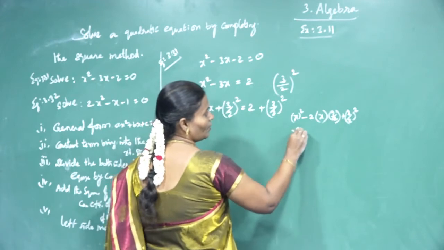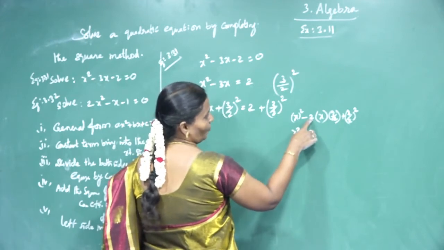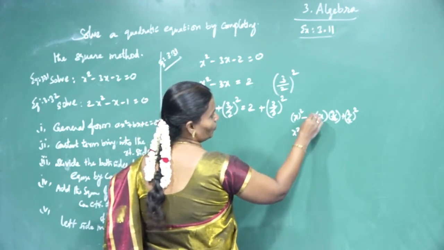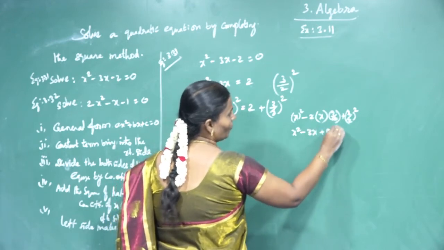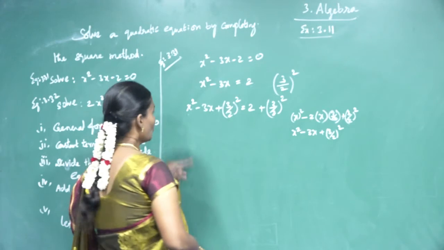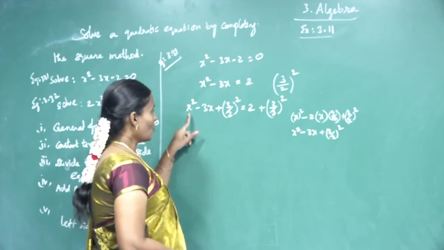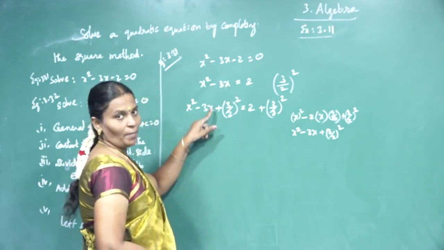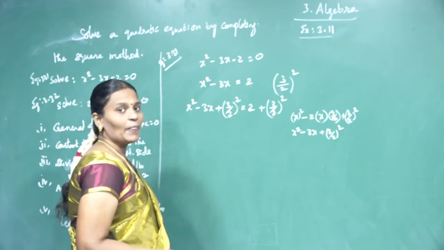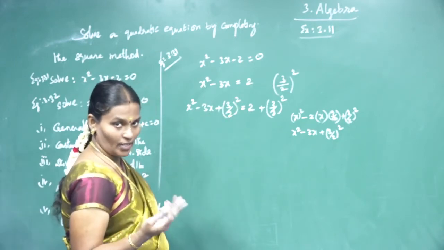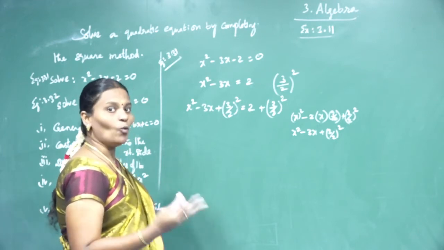x square minus, here 3 is the numerator and 2 is the denominator. The 2 cancels. So minus 3x plus 3 by 2 the whole square. So this is in the form of a square minus 2ab plus b square. So we apply the identity: a square minus 2ab plus b square is equal to a minus b the whole square.